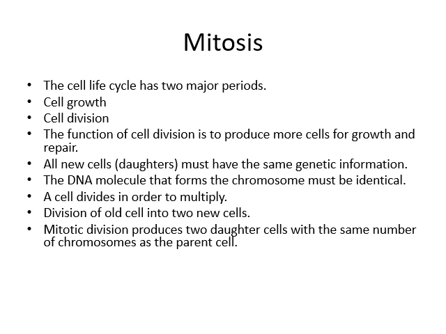So then all the new cells, who are named daughters, must have that same genetic information. That DNA molecule that forms the chromosomes must be identical. A cell divides in order to multiply, old cells into two new cells. Mitotic division produces two daughter cells with the same number of chromosomes as that parent cell.